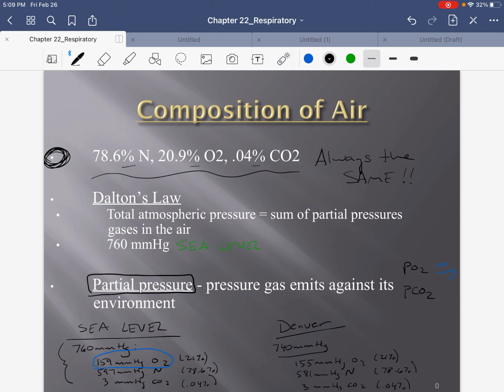And by the way, I mentioned this, but I didn't actually talk about it. Dalton's law is just what tells us about the total atmospheric pressure. So if I said at sea level the total atmospheric pressure is 760 millimeters of mercury, well, that total atmospheric pressure is the sum of all the partial pressures of the individual gases. So Dalton's law tells us that the total atmospheric pressure is equal to the sum of all the individual partial pressures.